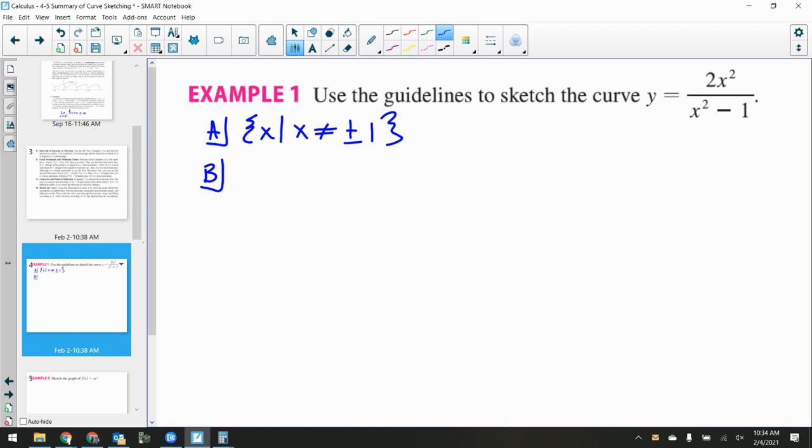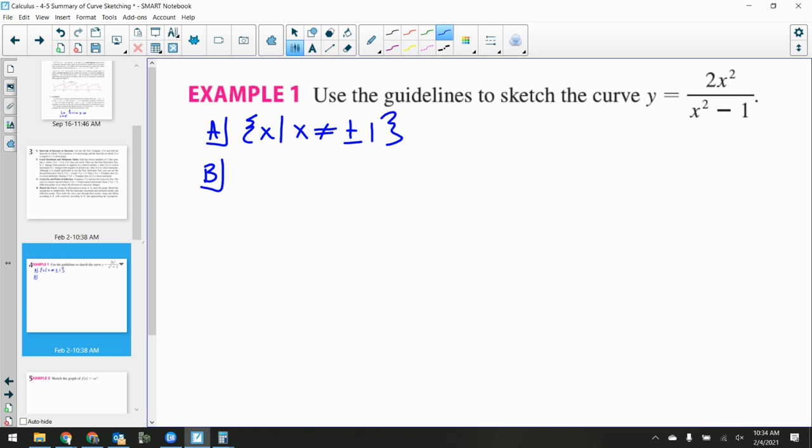Find the intercepts. Well, talk to him. Let him know. Good job.